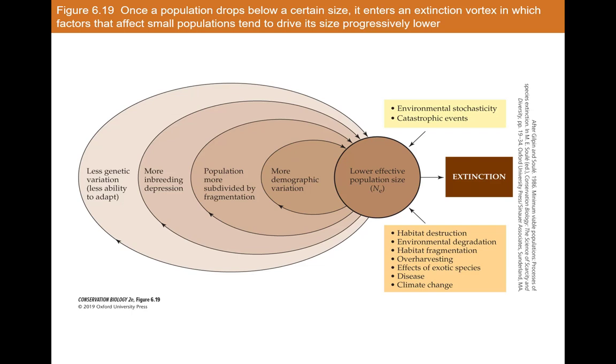And finally, all these different factors can show that as a species drops below a certain size, it enters into what the book calls an extinction vortex. And so these factors that affect small populations drive those populations effectively lower and lower in sort of a downward spiral towards local extinction of that species.